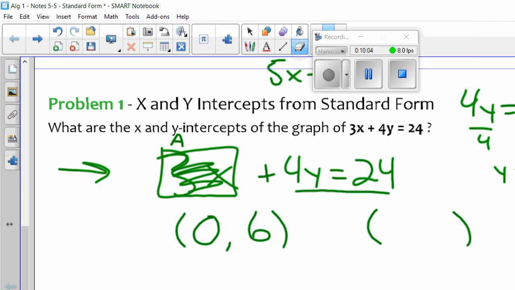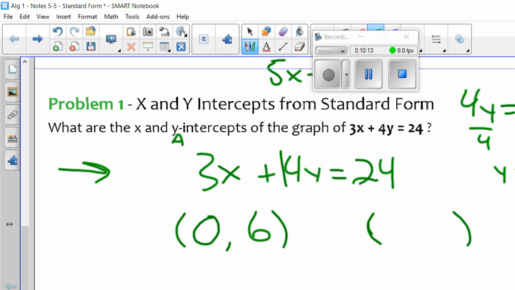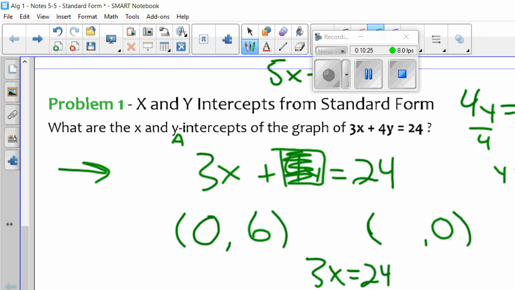Okay. So let me fix this a little bit here. Go back to my original problem. Now what I'm going to do is cover up the y. And when I do that, I make the y 0. Okay, so now I just want to think, hey, now I got 3x is equal to 24 and solve it for x. So I'm going to go ahead and divide by 3, and I get x is 8. So that's my x value. Okay, so now I got 2 points, and I can graph it.